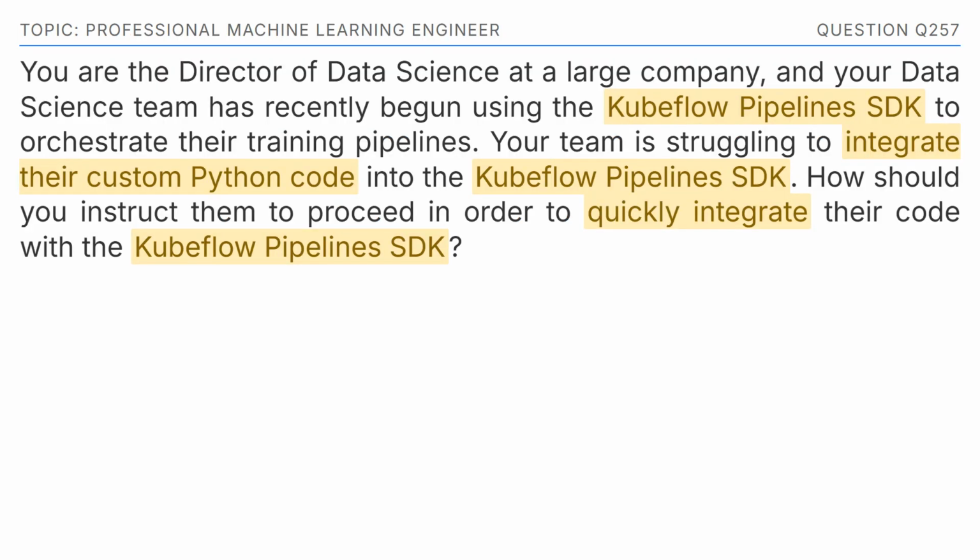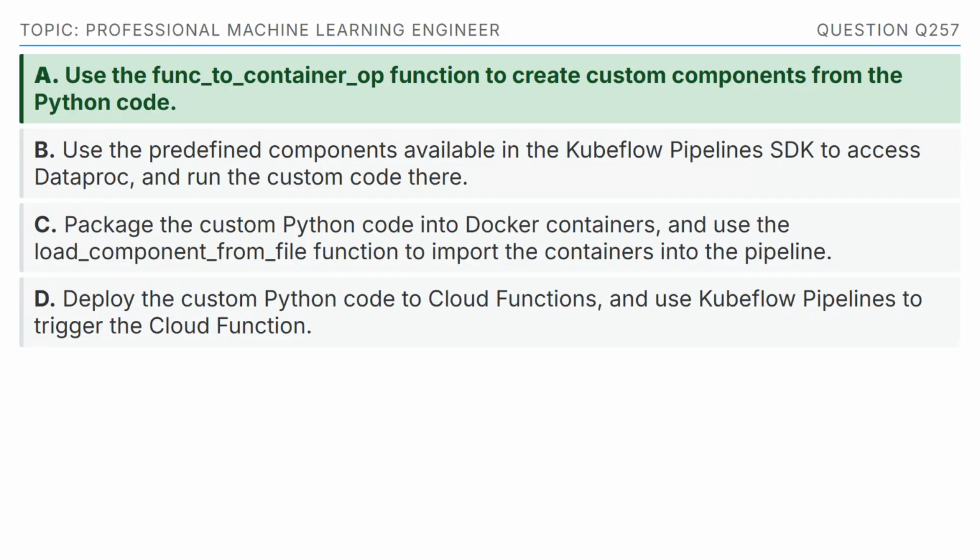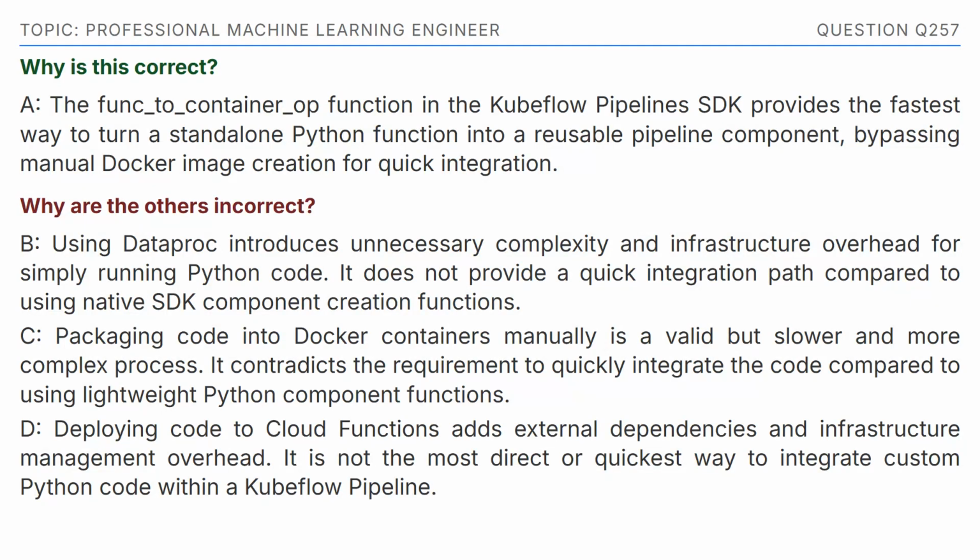To arrive at the correct answer, we focus on the keywords: Kubeflow Pipelines SDK, integrate their custom Python code, quickly integrate. The correct answer is option A, use the func_to_container_op function to create custom components from the Python code. Why is this correct? A.